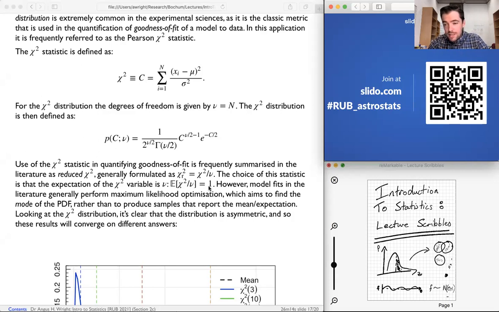However, one thing that is often overlooked in a lot of literature, and is something that I think it's useful for you to know from the outset, is that a lot of model optimization does what's called maximum likelihood optimization. That is, it doesn't find the average of a distribution, it finds the maximum of a distribution. And the maximum, or the mode, is different for the chi-squared distribution than the mean.